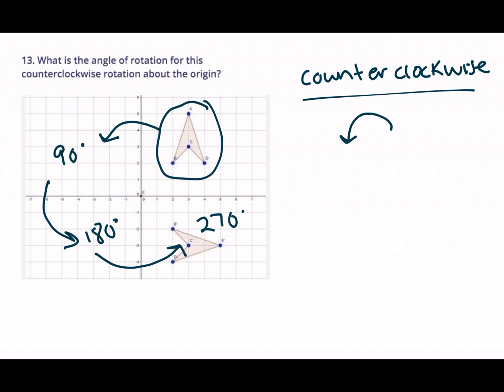So notice how I took my image and I rotated it through 3 different quadrants. So that means I'm doing 90 degrees, 180 degrees, 270 degrees. So my final answer is 270, okay? 270 degrees. That's my first question.